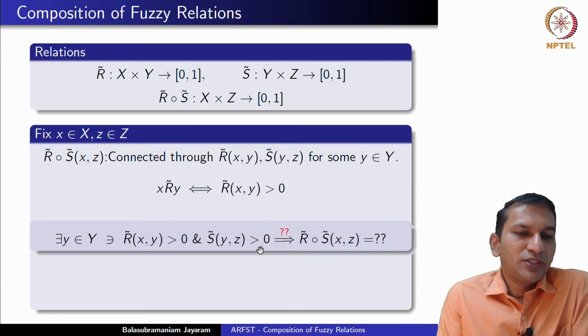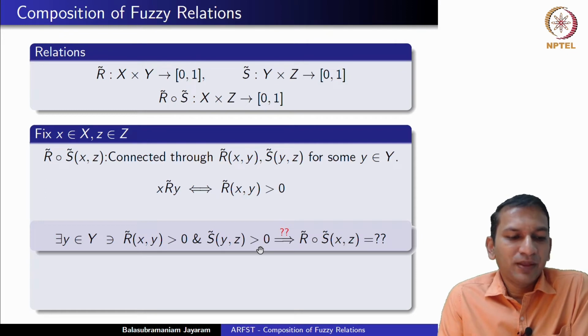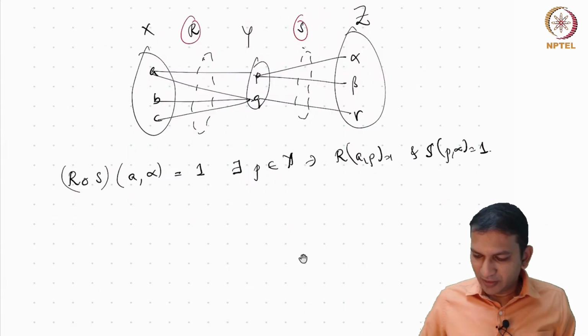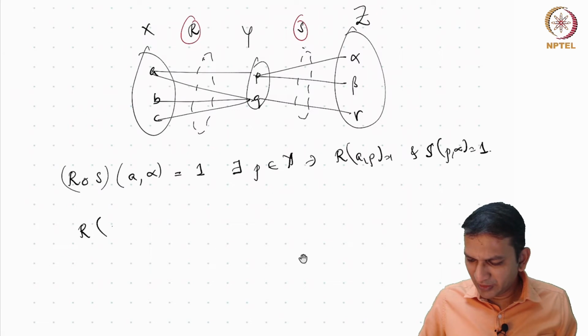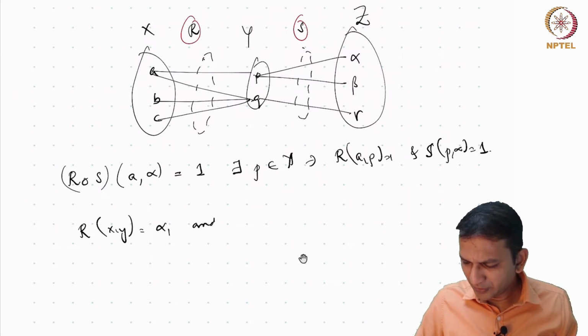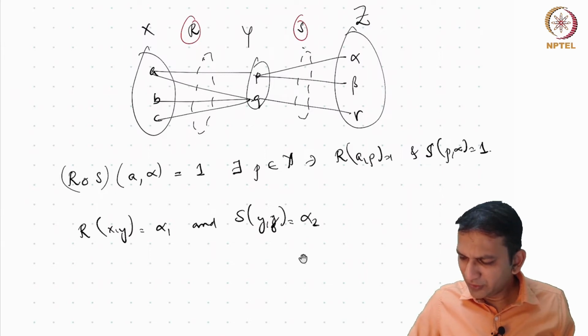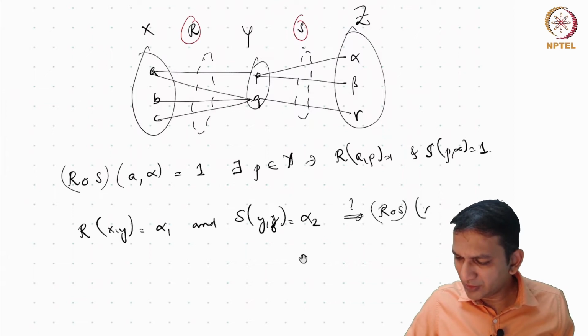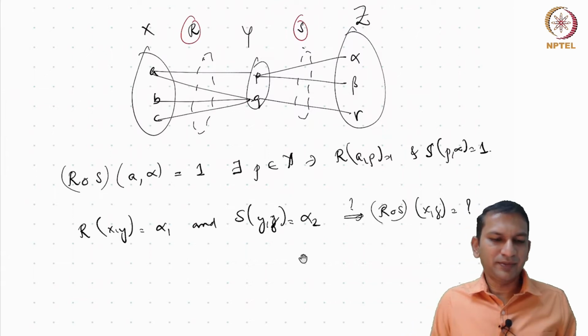So remember, it is not only about saying whether it should be greater than 0 or not. What should the value be? For instance, perhaps we are given that R of xy is some alpha 1 and S of yz is equal to alpha 2. Then from here we are asking the question, what should R circle S of xz be? What value should it take?